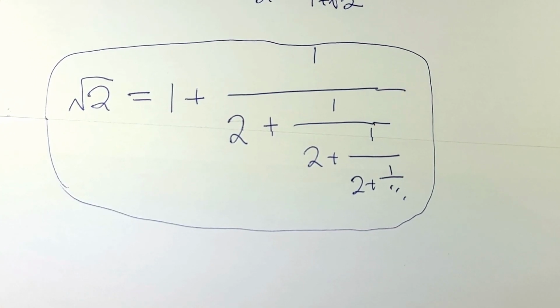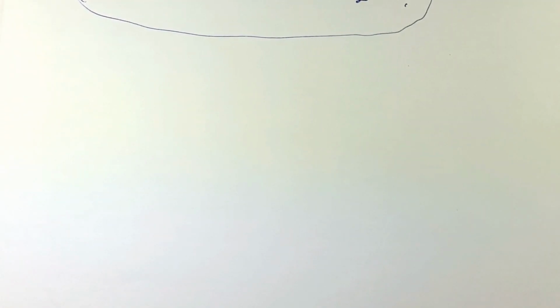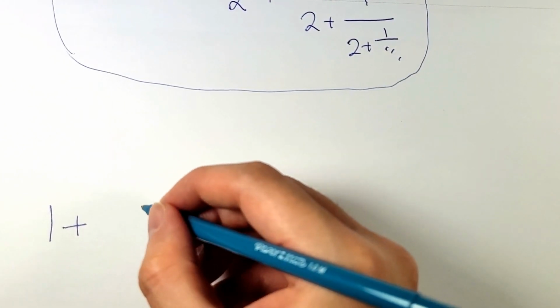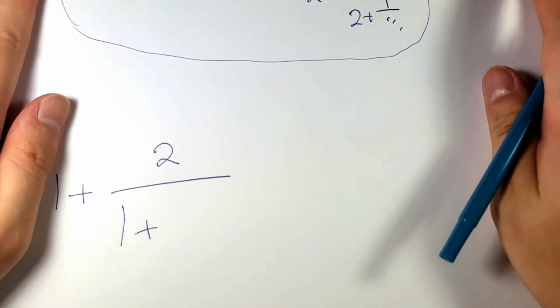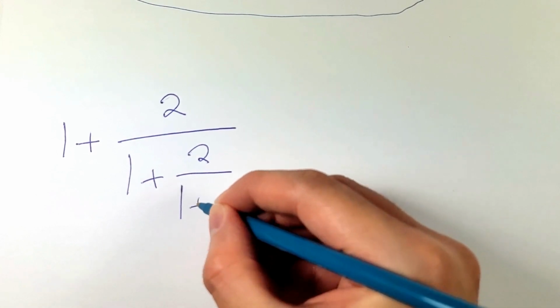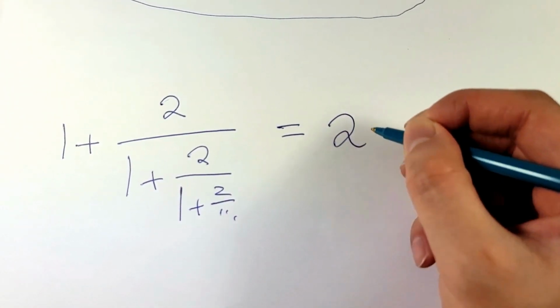So the next step can be found in one of my videos, Can a continued fraction be an integer? A link to this video is found in the description for this video. In that video, I explain why this is true, that 1 plus 2 over 1 plus 2 over 1 plus 2 over, and so on, equals 2.